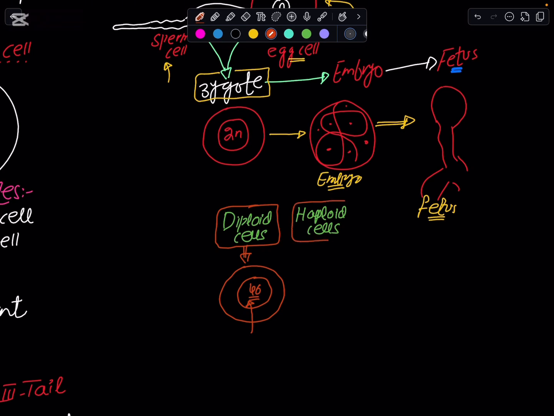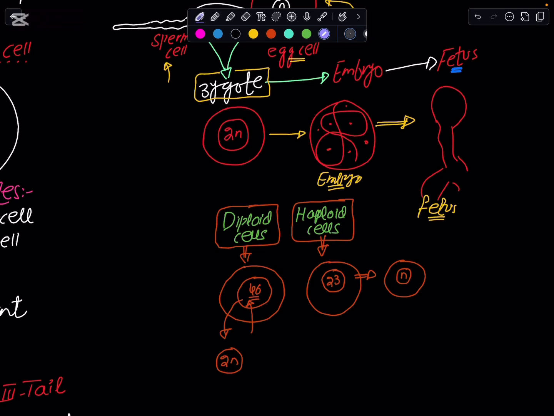When we talk about the sperm cell and the egg cell, they are the haploid cells. Why are they haploid cells? Because in them the genetic information is reduced to half. It becomes 23. If I were to represent half the set of the genetic information, I would represent it with n, one single n. If we have to represent the full set of the genetic information, then we label this as 2n.